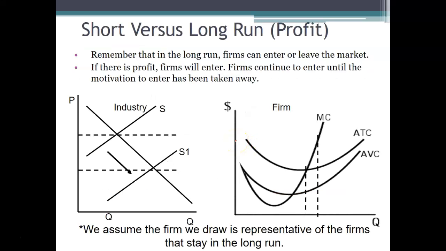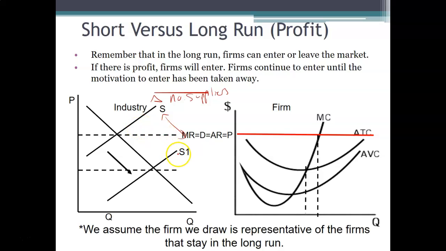So short versus long run. Remember that in the long run, firms can enter and leave the industry. And so this is when we talk about the industry supply curve. Again, remember, one of the determinants is number of suppliers. So as this number changes, the supply curve can also change. If there's a profit to be had, firms are going to want to enter this market. If people are operating at a loss, you're not going to want to. So if at first you're operating at a profit, firms are going to want to enter in the long run.